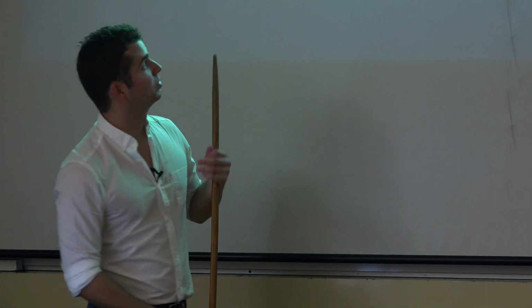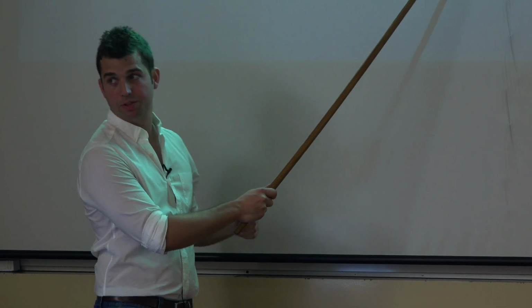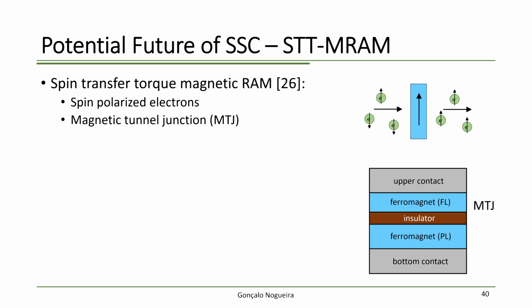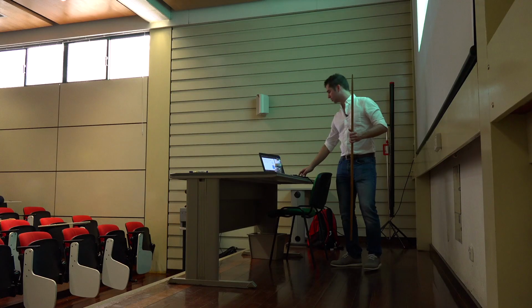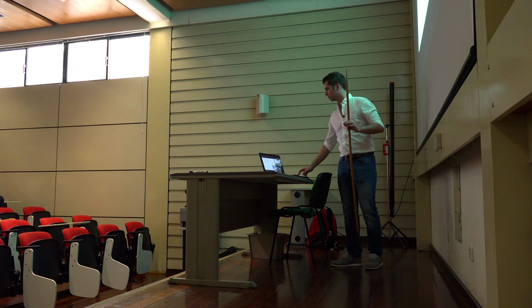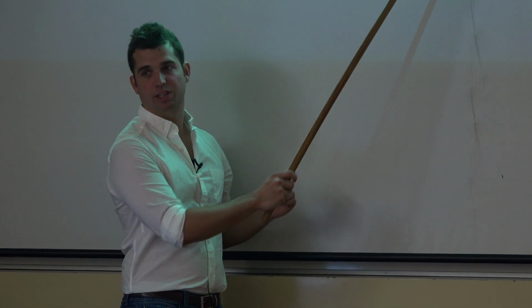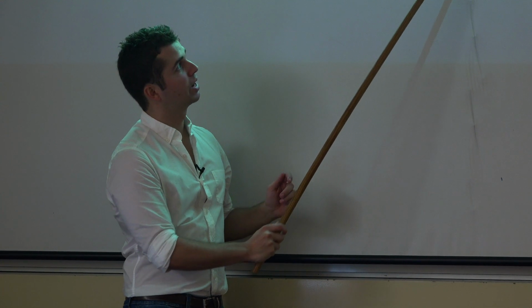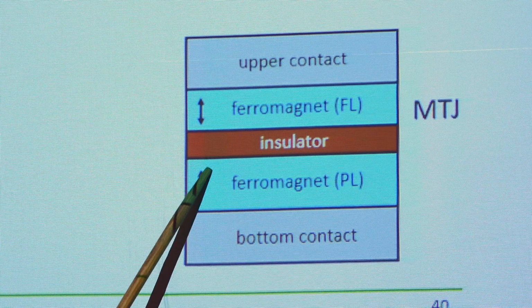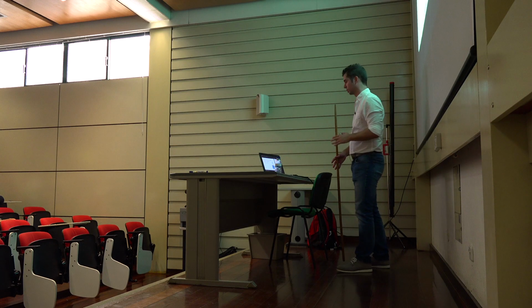This effect is used in a magnetic tunnel junction, which is what you see here. You've got two ferromagnets separated by an insulator, a very small insulator, and they have a free layer and a fixed layer. So how does this work? The free layer can change its magnetization, but the other ferromagnet is fixed in one direction only for the magnetization. It never changes throughout the lifetime of the circuit.